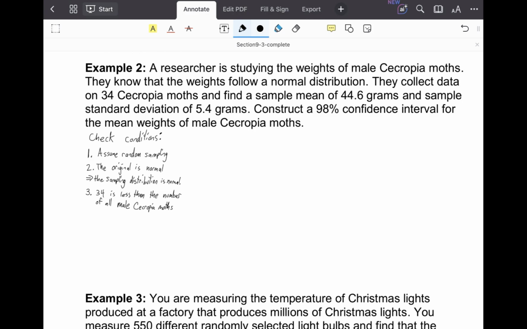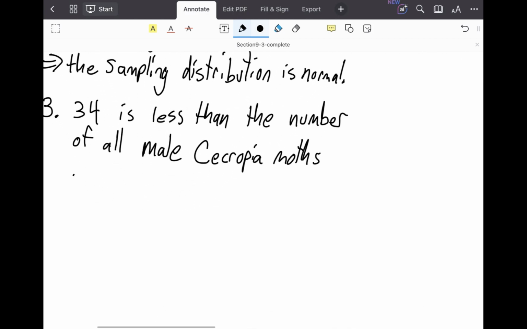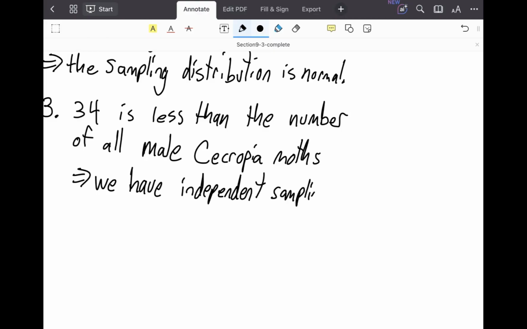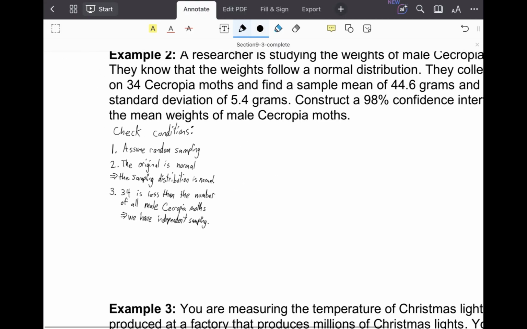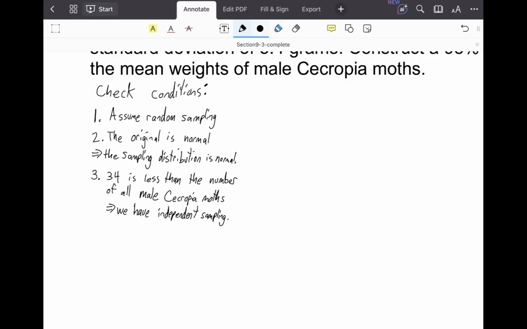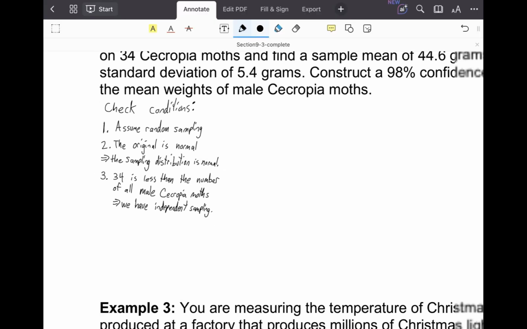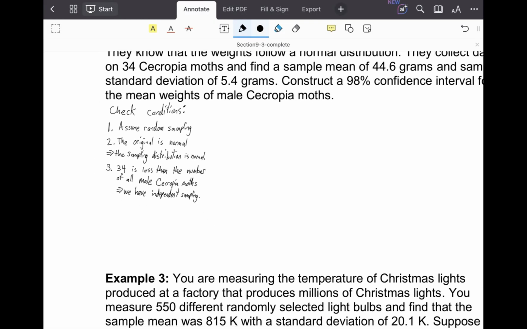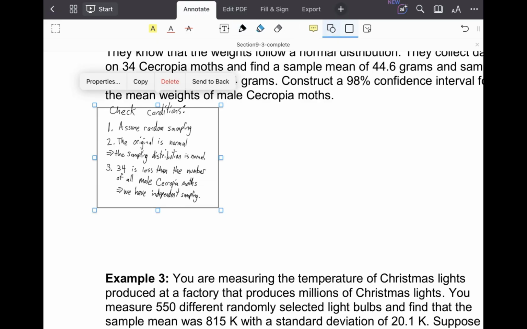Okay, now it meets all of the conditions, and I guess I should note right here, we have independent sampling. So we are good with checking our conditions. I'm just going to make a box around this.